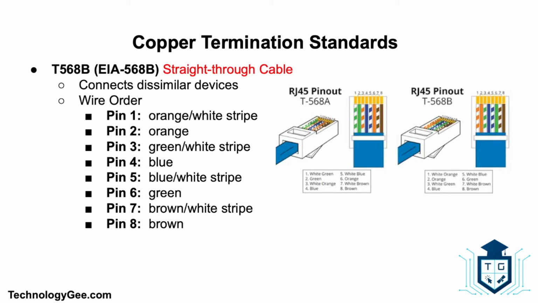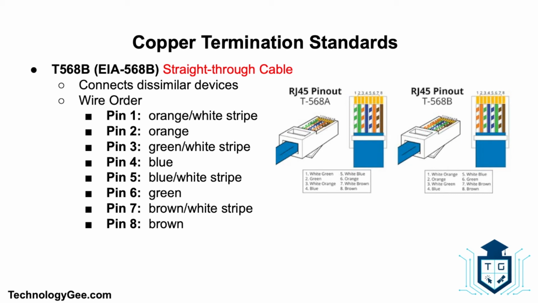So the first one we're going to talk about is the T568B, also known as a straight through cable. The wiring standard for all types of Ethernet unshielded twisted pair cables is known as the T568B. And this type of cable is also known as a straight through cable, which is most commonly used to connect a host to a client, such as the RJ45 wire connected from a PC to a home router. So basically this wire connects dissimilar devices, and the wire order from left to right when looking at the top of the connector is as follows.